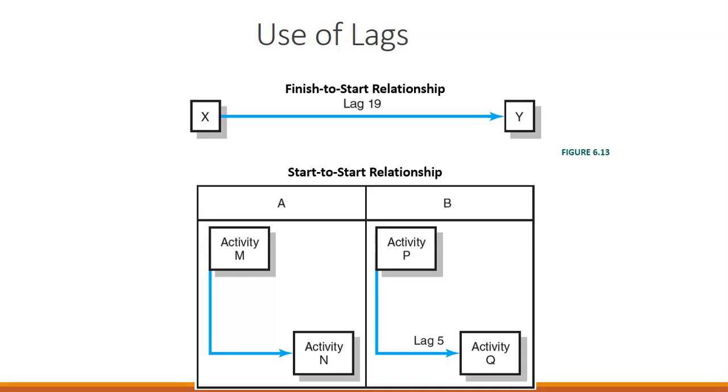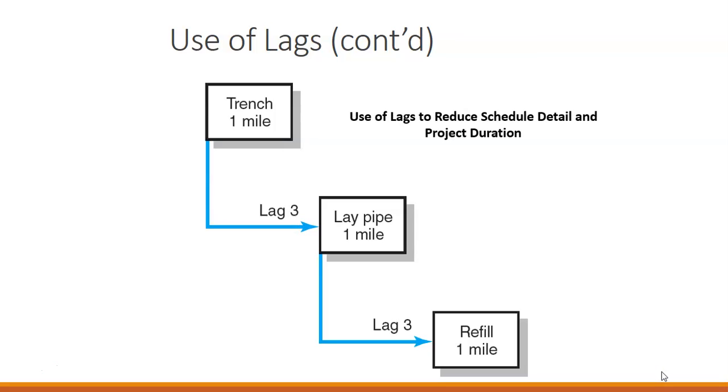When we see these start-to-start relationships, between P and Q we have this lag of 5. What that means is that Q cannot begin until 5 time units after activity P. This helps us in developing that ladder relationship that we looked at in the pipe trenching, where we would do a portion of P, then we could start part of Q and help build that in. When we're using lags in our project, that gives us some flexibility with time.